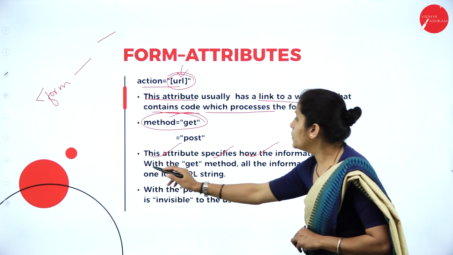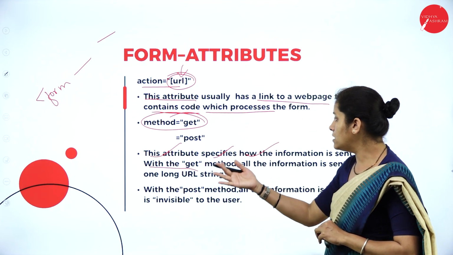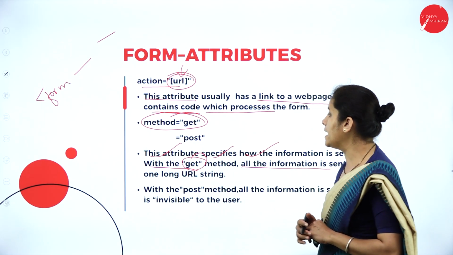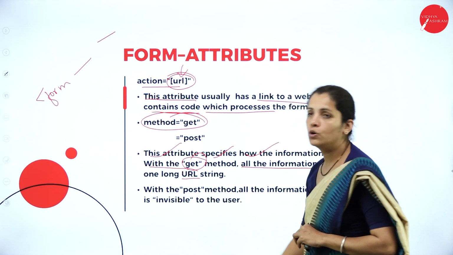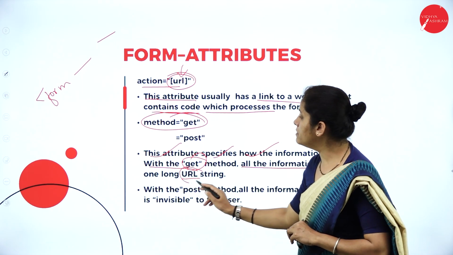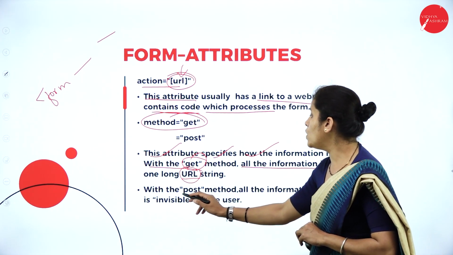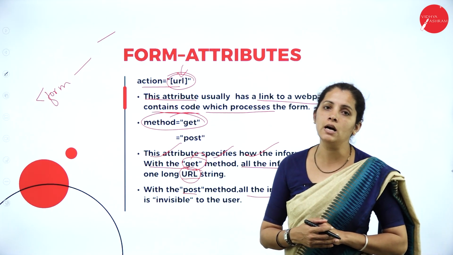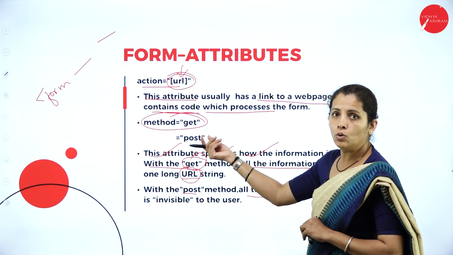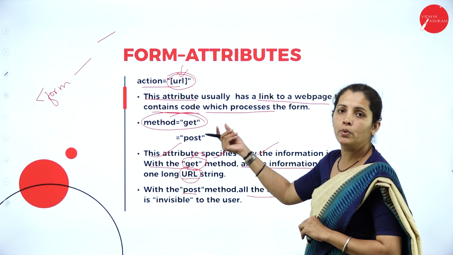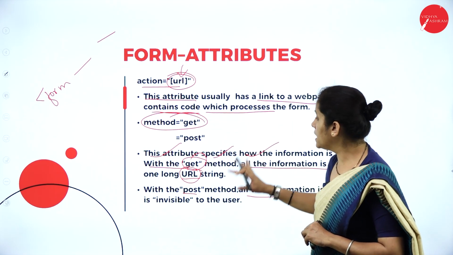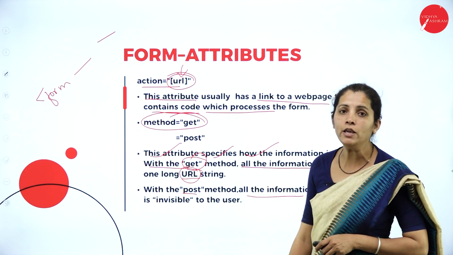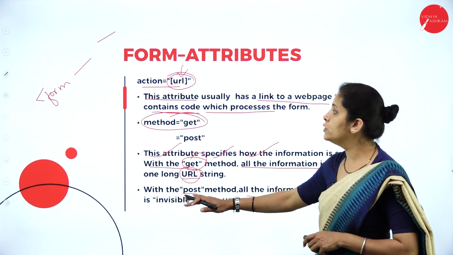Get, with a get method. So how am I going to send the data? For that I'm going to have the get method. All the information is sent in your URL string. So what is URL? Universal Resource Locator. And if I go with the post method, all the information is sent but invisible to the user. So if I go with the get method, I can view the information in my URL. But if I go with the post method, I cannot find any information in my URL. So it is invisible to the user.